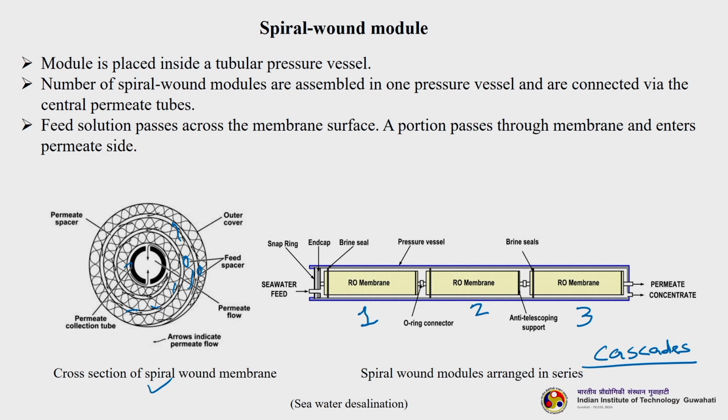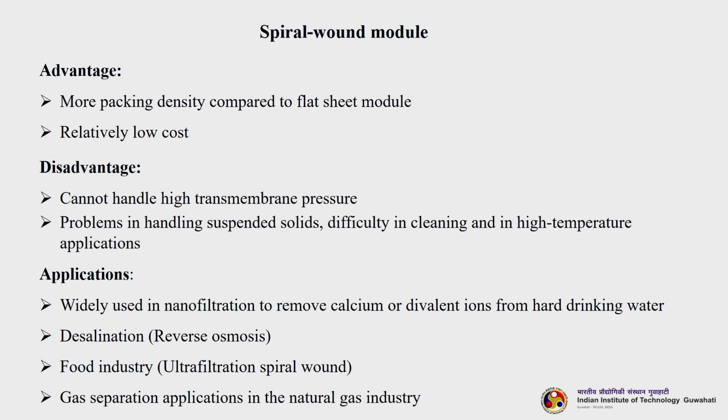So, feed is entering in one place here, then it is passing through the membrane and we are getting permeate from the central collection tubes. These are the tubes which are collecting permeate, and then we get the concentrate here. The advantage here is the higher packing density compared to flat sheet membrane, as I told, in a small space I can have more membrane area, and the cost is relatively low compared to other membrane modules.